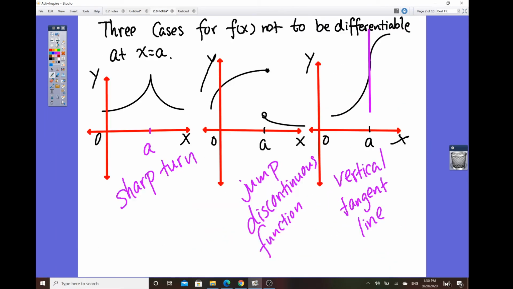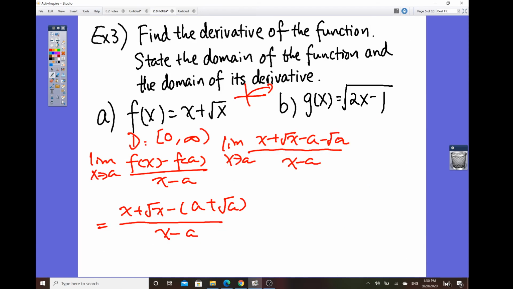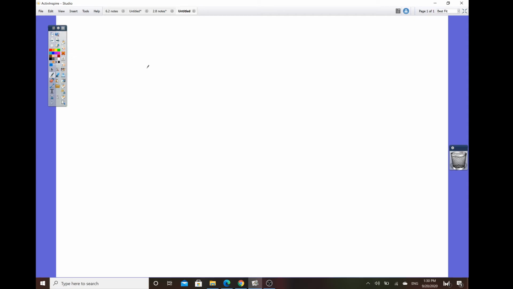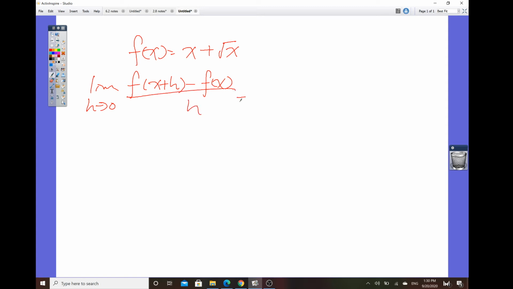So again, going back to the problem. We have f of x equals x plus root x, and we need to find the derivative. Using the h form, we have the limit as h approaches 0 of f of x plus h minus f of x over h. So this one is a composition, so that means x plus h plus root x plus h, minus the original function, x plus root x.